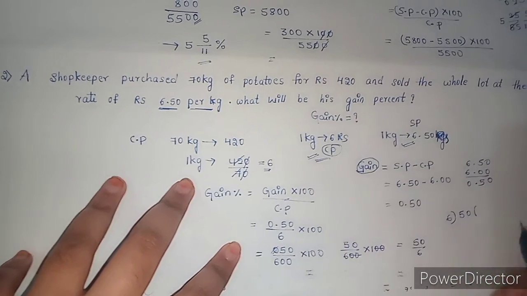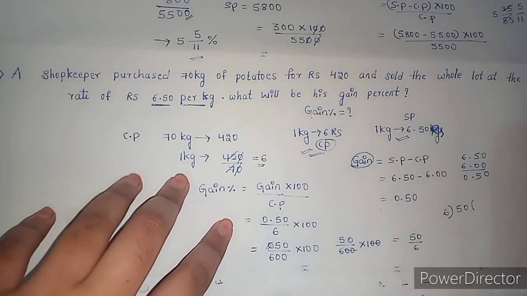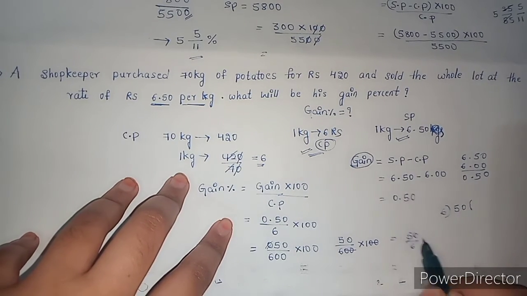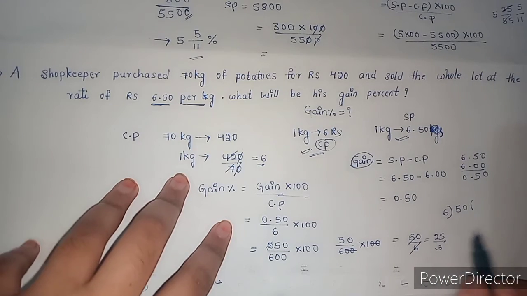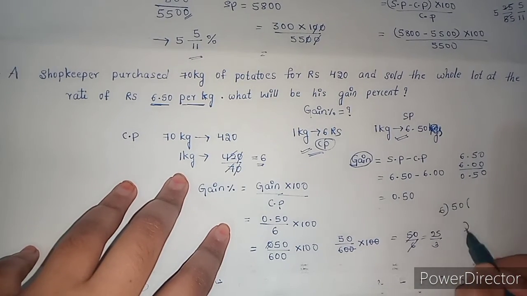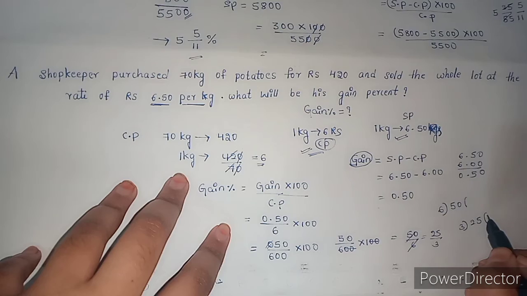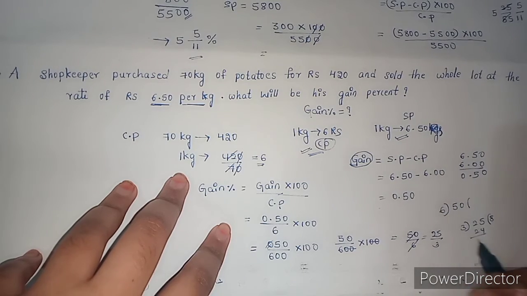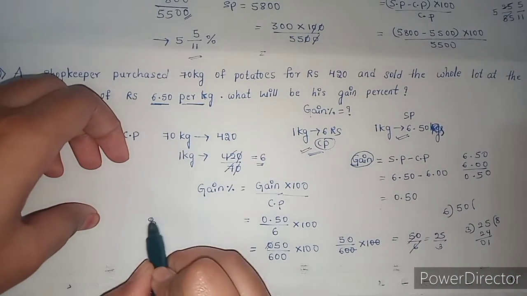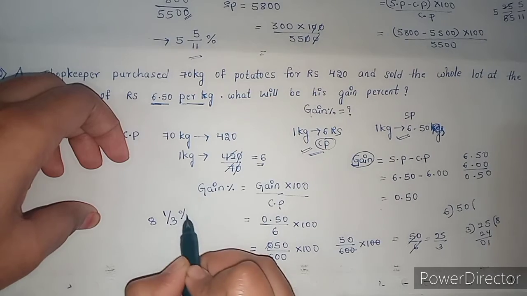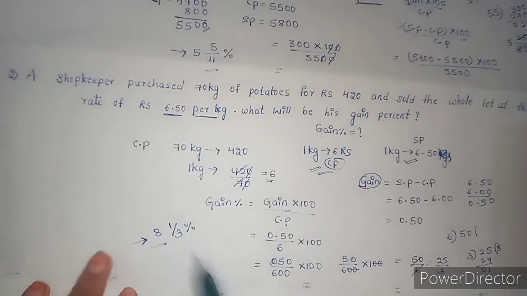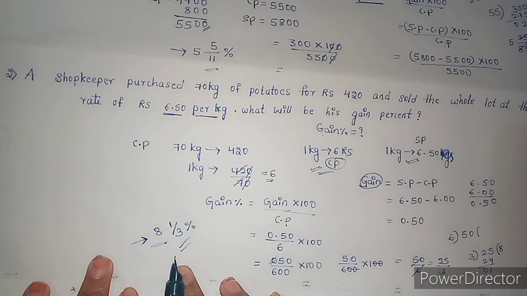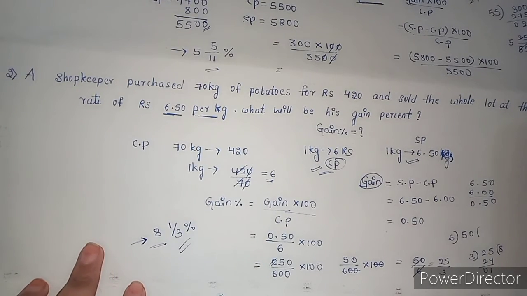Now 50 by 6. And some more you can reduce. 2 3s are 6, 2 25s are 50. Now divide this. 3 8s are 24. Remaining 1. So the answer is 8 1 by 3%. I have not written the options here. So the answer will be 8 1 by 3%. You'll check, you'll get.